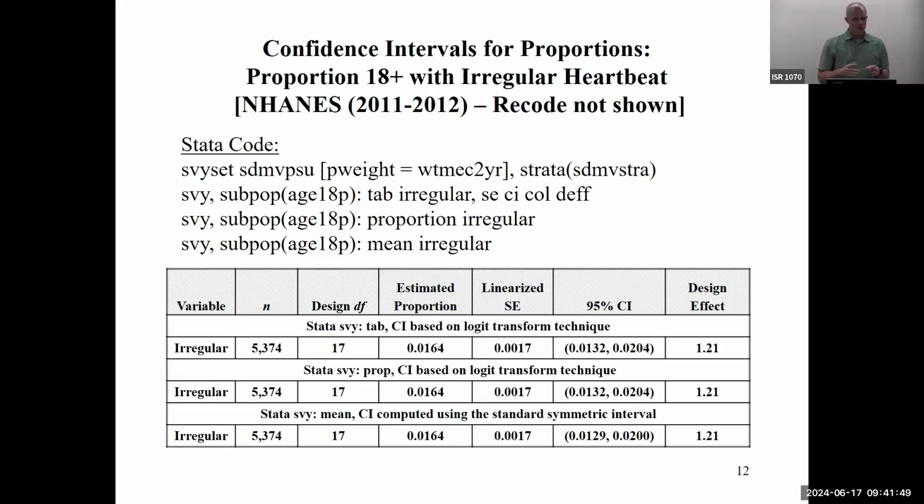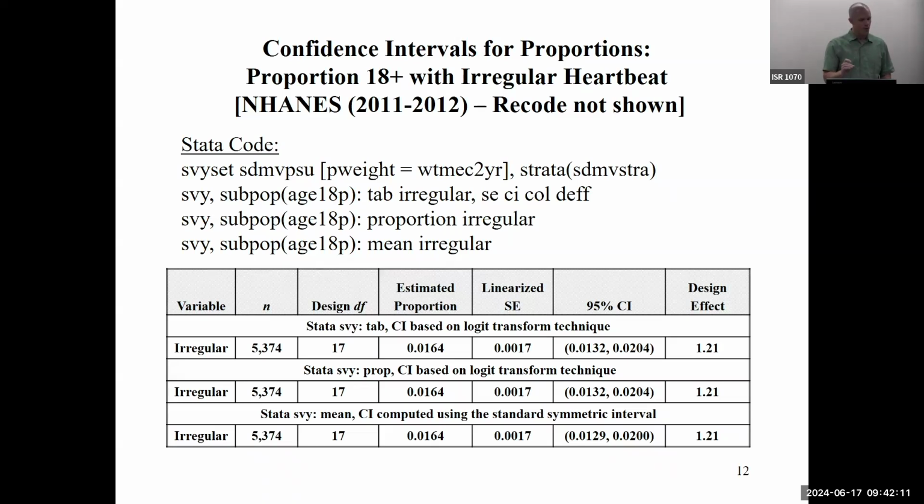And again, there's no guarantee that the logit transformation is going to give you a symmetric interval. If you look at those intervals and you look at the difference between the point estimate and the limit, if we go to the lower side, the difference is about 0.0032. If we go to the upper side, the difference is 0.0040. So it's not symmetric. Okay, but that's okay.